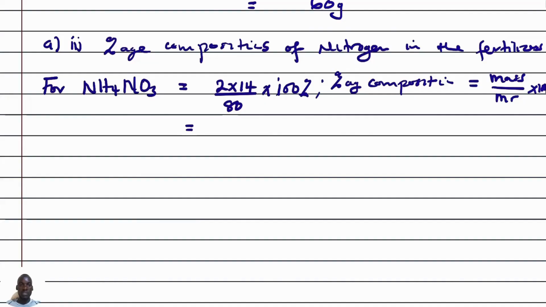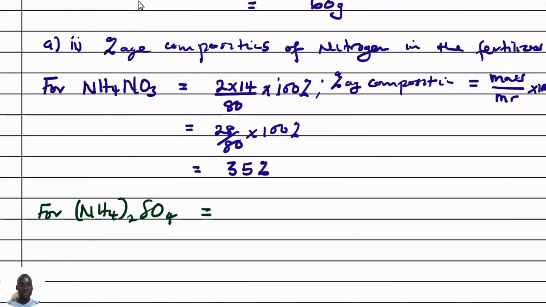As I computed this, I'm getting 28 divided by 80 multiplied by 100%. This is giving me 35%. We can now go to the next one, which is for ammonium sulfate fertilizer of this formula.